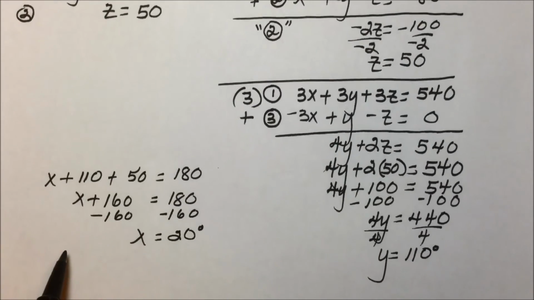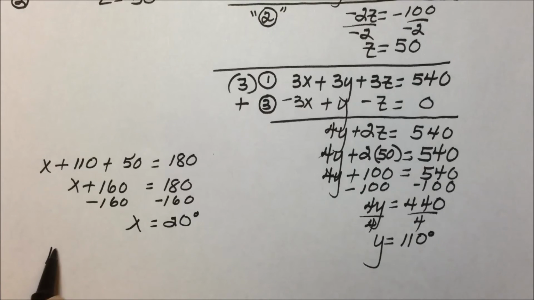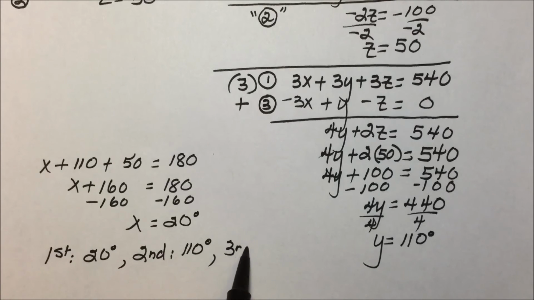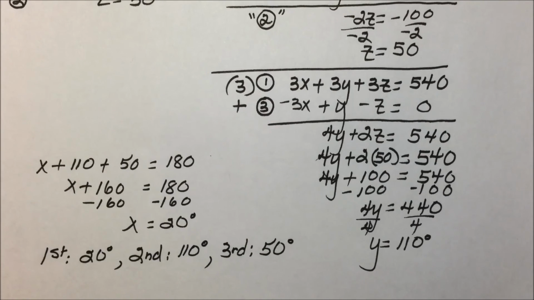So to answer the problem, we would say that the first angle has a measure of 20 degrees. The second angle, which we assigned y, has a measure of 110 degrees, and the third angle we let z stand for had a measure of 50 degrees. And of course you'd want to plug these values into the equations to verify that they are correct.